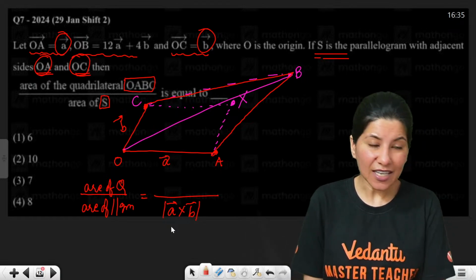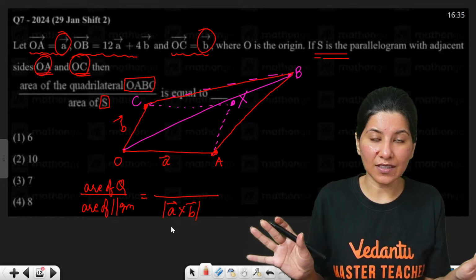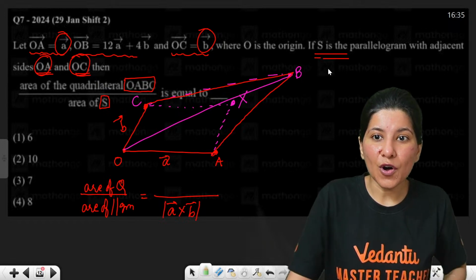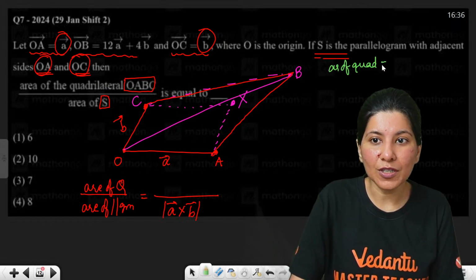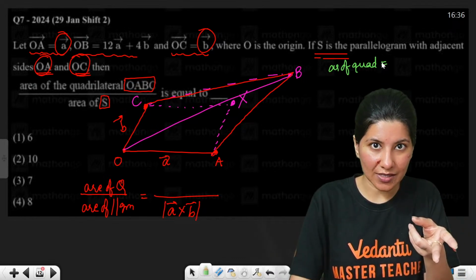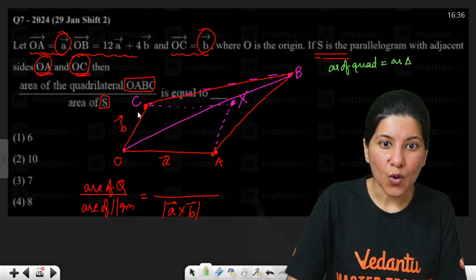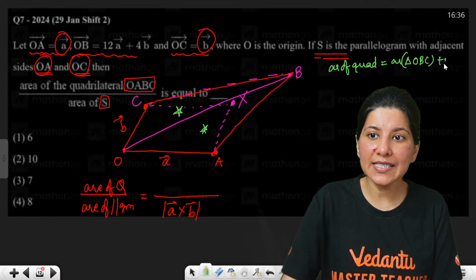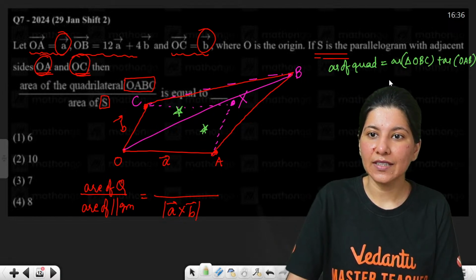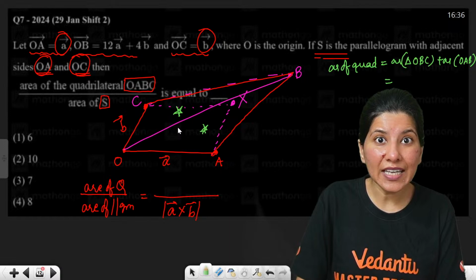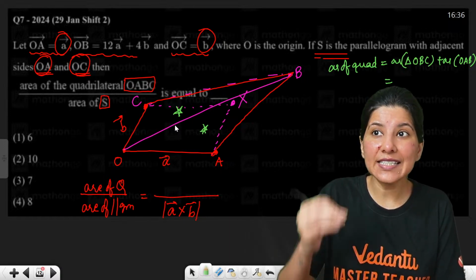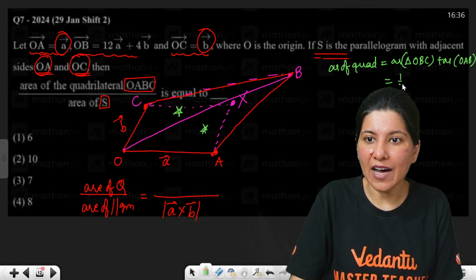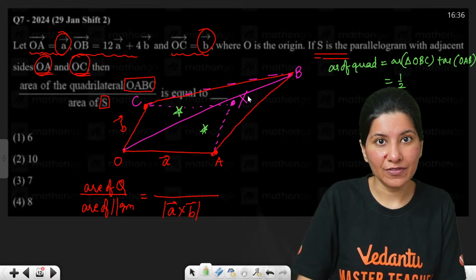Understand, for area of quadrilateral we have no formula. Area of triangle we do have, but for quadrilateral there is no formula. So what we do is divide the quadrilateral into two parts: area of triangle OBC plus area of triangle OAB. In general, area of triangle is half AB cross AC, half the cross product of any two sides.